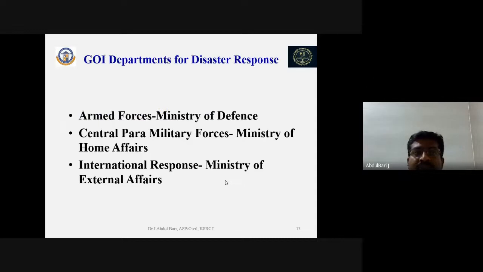Similarly, for the Government of India departments for disaster response, the following ministries will be looking after it. That is, the armed forces will be looked after by the Ministry of Defence, and the paramilitary forces by the Ministry of Home Affairs, and international response by the Ministry of External Affairs. These ministries will be looking after the disaster response phases.